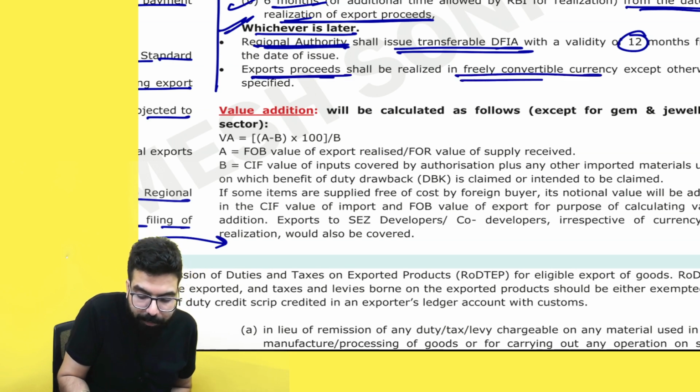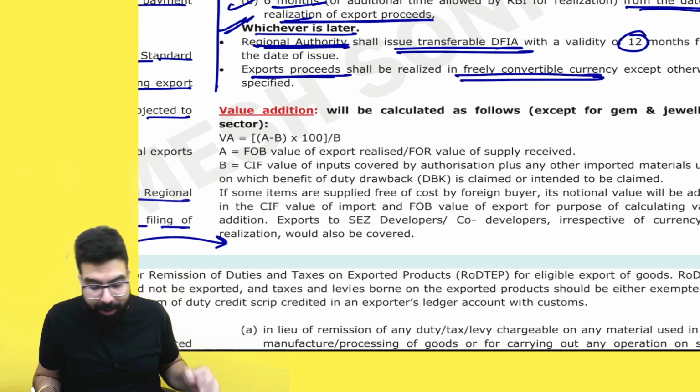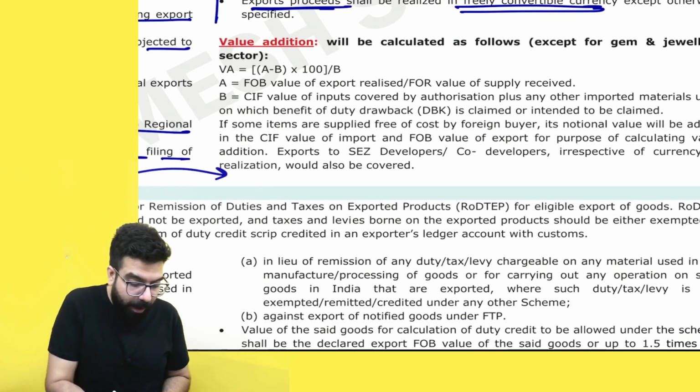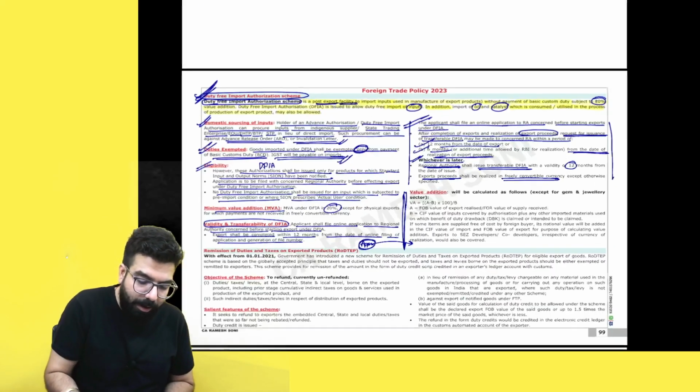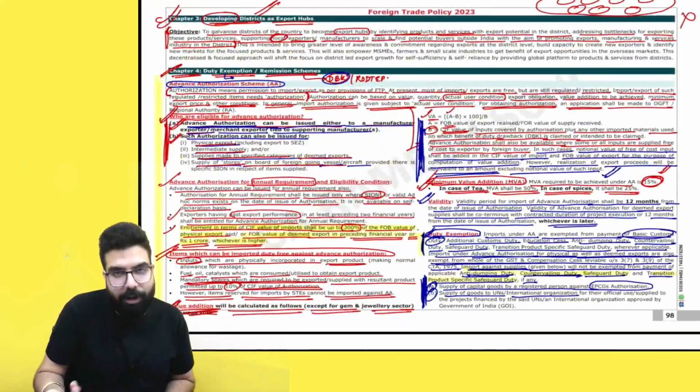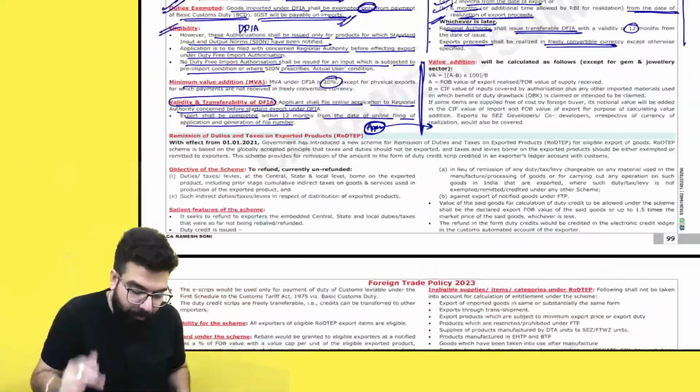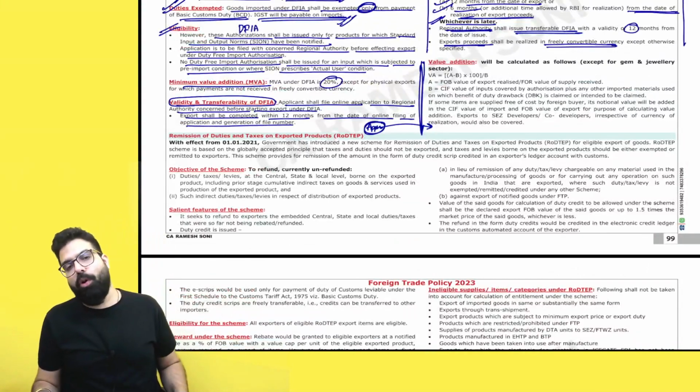Export proceeds should always be realized in foreign convertible currency, except if otherwise provided. The value addition criteria I have already told you. The same way you calculate value addition in your advance authorization, you will be calculating the value addition for the duty-free import authorization also.